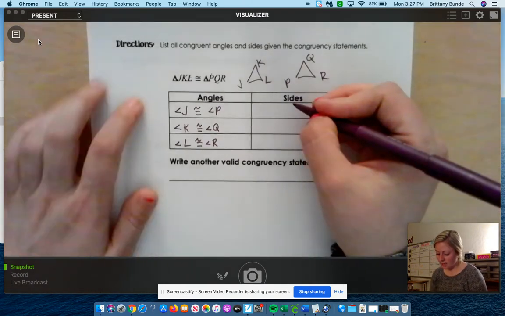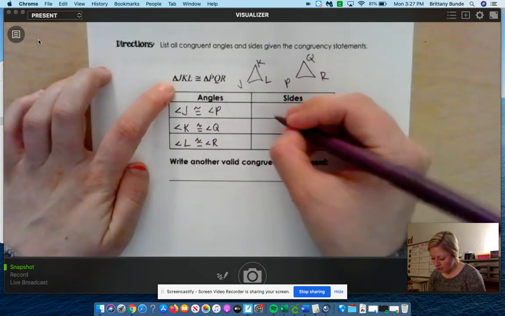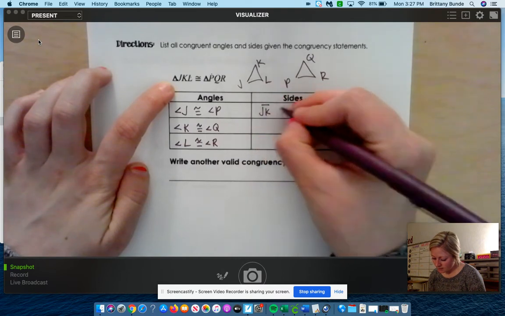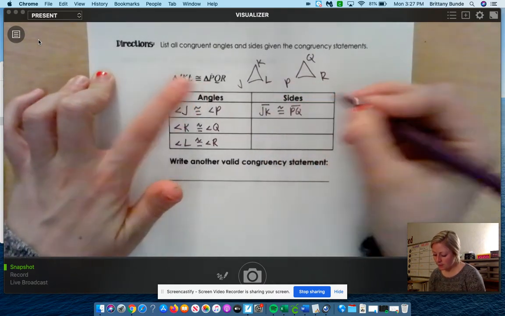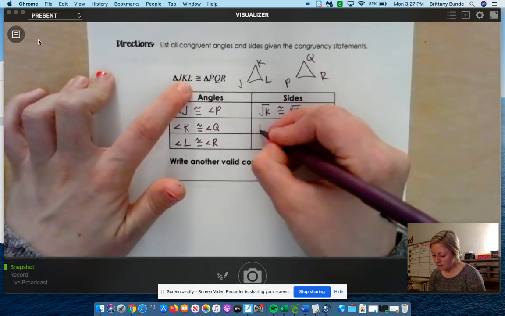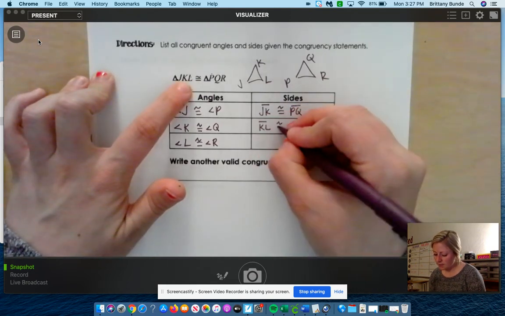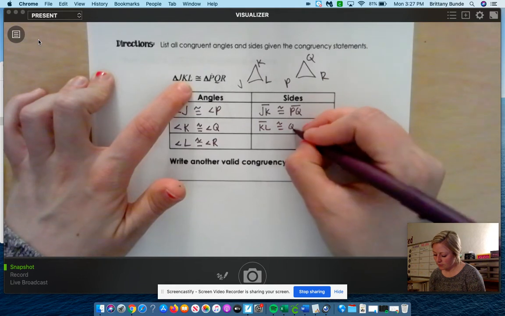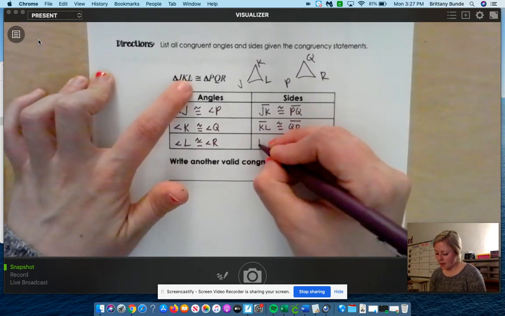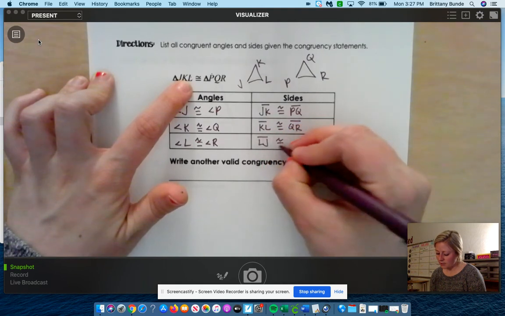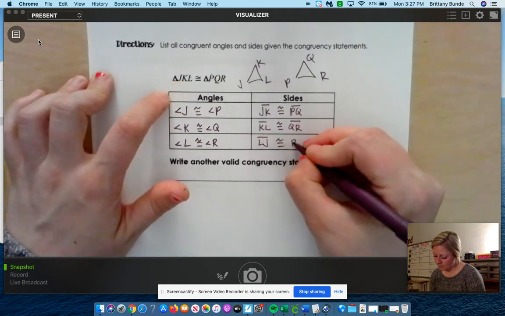So now if we check our sides, I'm going to pick the first two letters. So JK is congruent. Now what are my first two letters over here? PQ. And now I'm going to move over one space. KL is congruent to QR. And then our last one would be LJ is congruent to RP.